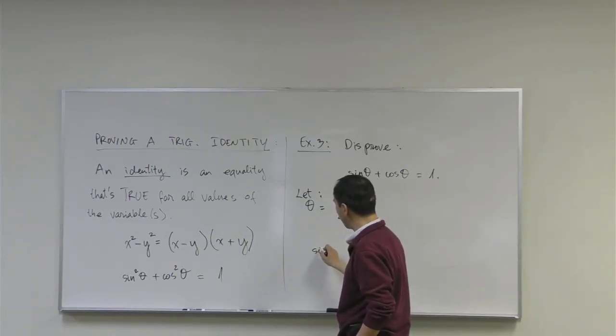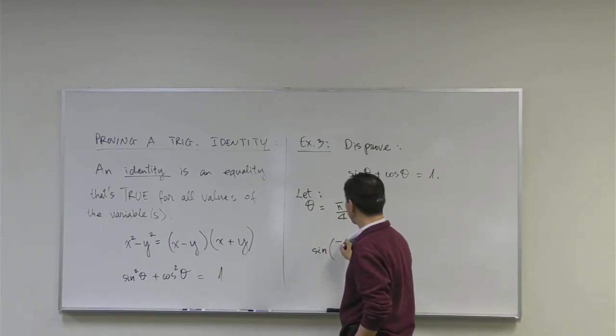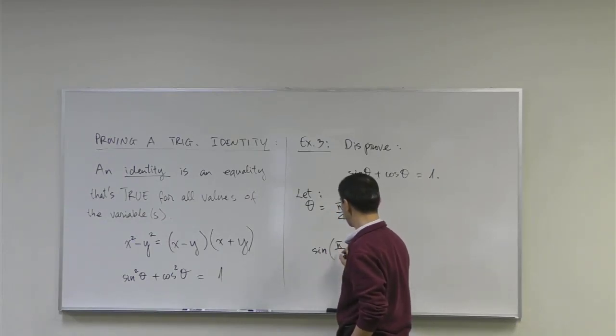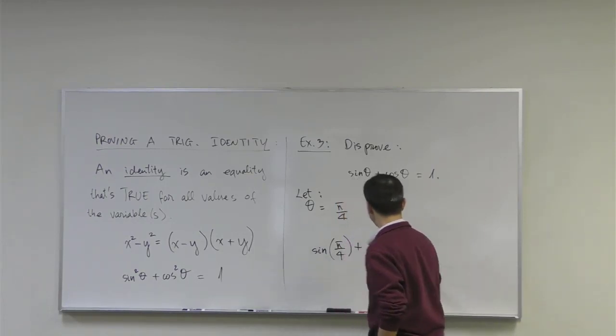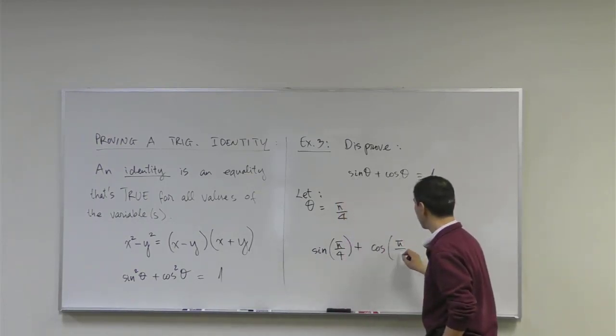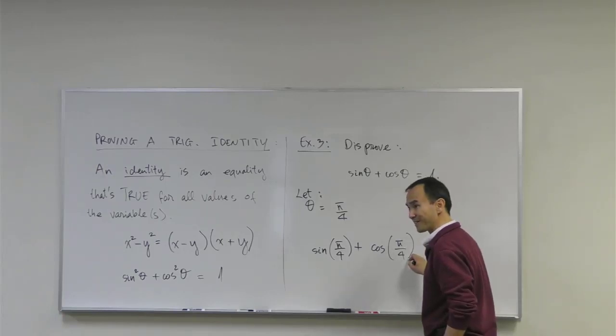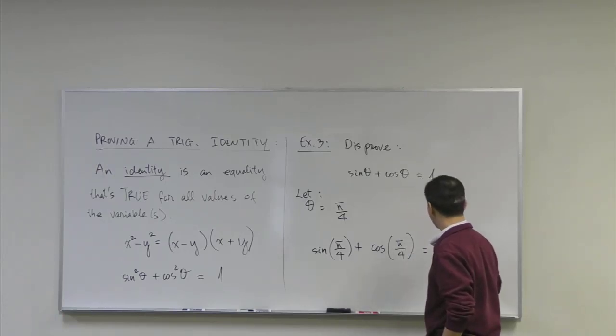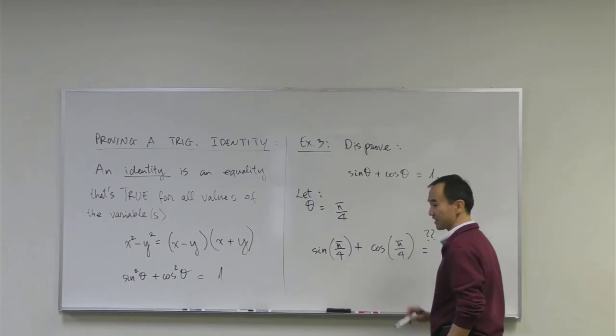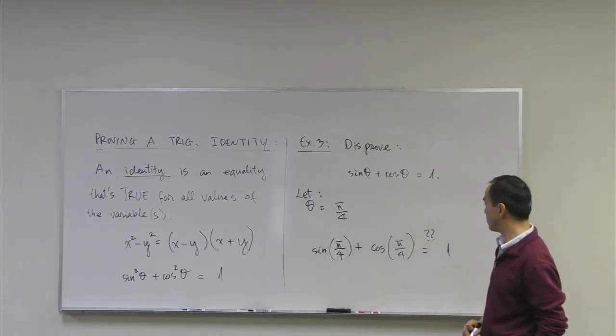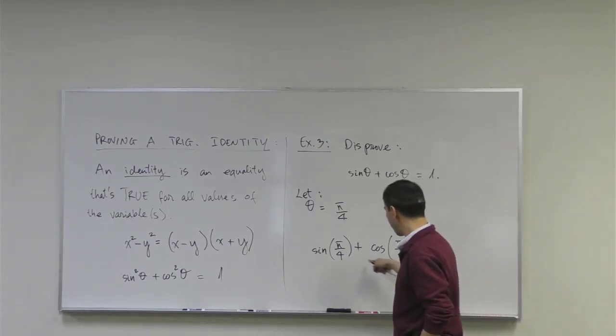You're going to evaluate sine of theta, so now it's sine of pi over 4, right? Plus cosine of theta, which is cosine of pi over 4. You guys follow it? Right. Will this come out equal 1? Okay. We put a question mark there, right? Will this come out equal 1? So let's go ahead and find that out even further.